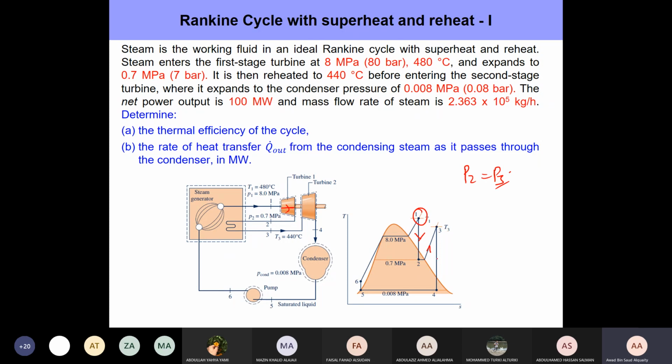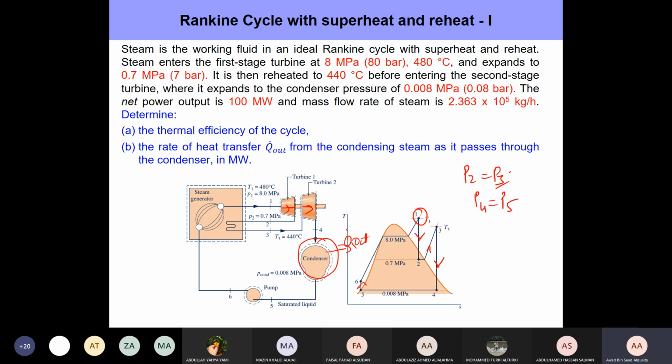Now 3 to 4 is again the expansion happening within the second stage turbine. So it's undergoing isentropic expansion, S4 is equal to S3, because it's an ideal cycle. Now 4 to 5 is the heat rejection within the condenser. This heat rejection process is again constant pressure, so P4 is equal to P5.